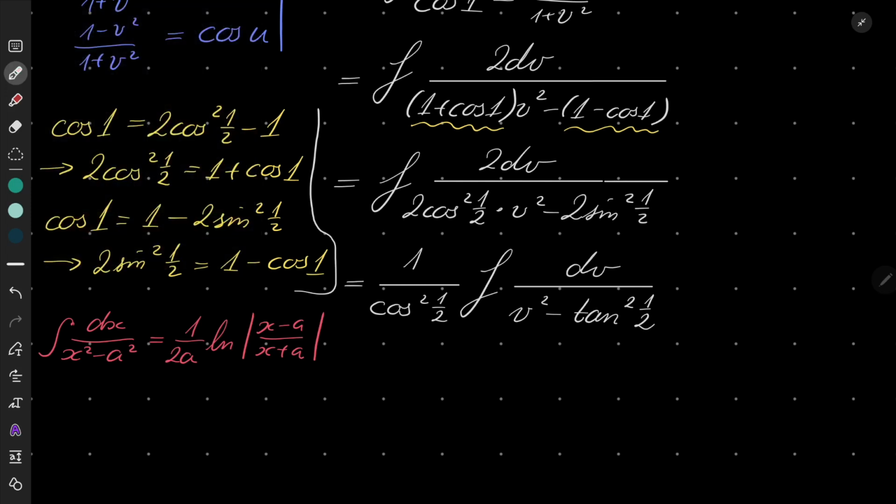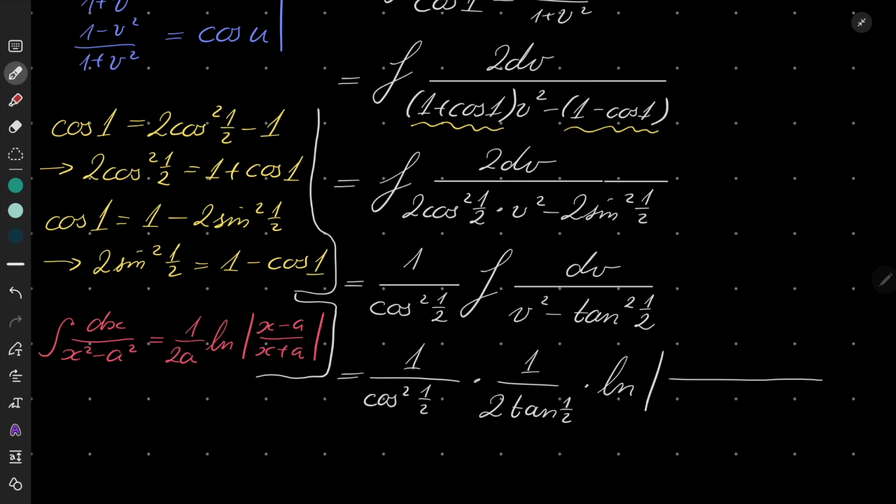Okay, and now we can write 1 over cosine squared of 1/2, and our integral, because we have a variable squared minus some constant, is 1 over 2 times tangent of 1/2 times the natural log of the absolute value of (v minus tangent of 1/2) over (v plus tangent of 1/2), plus some constant, but we will deal with any constants at the end of the video.